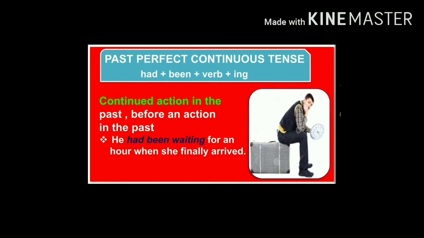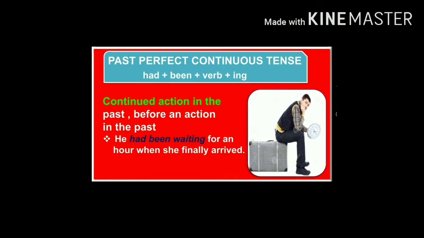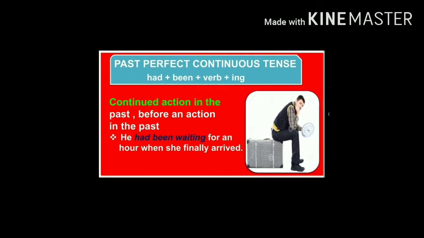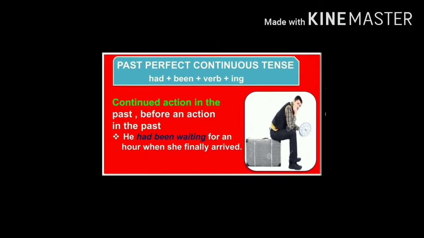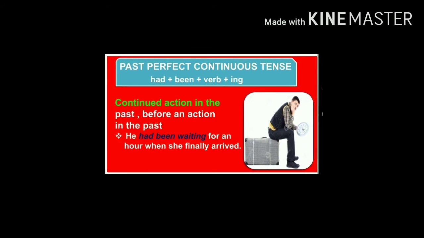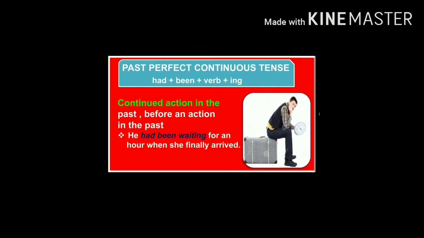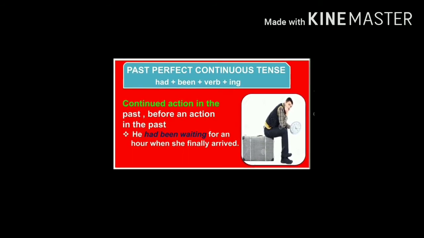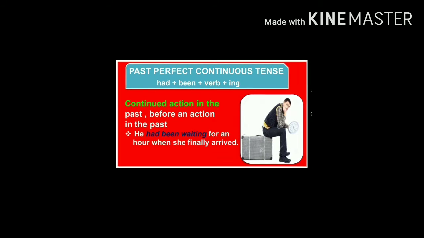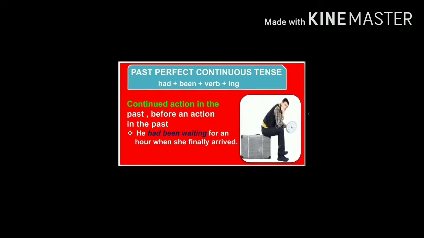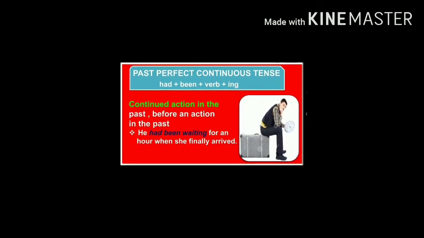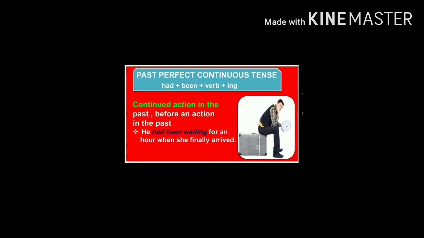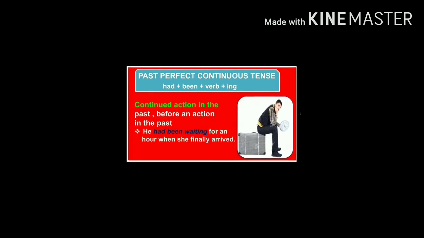We can use past perfect continuous tense in the following places. Continued action in the past before an action in the past. Cause of something in the past. If impossible condition. And the reported speech. First one is continued action in the past before an action in the past. Example, he had been waiting for an hour when she finally arrived.